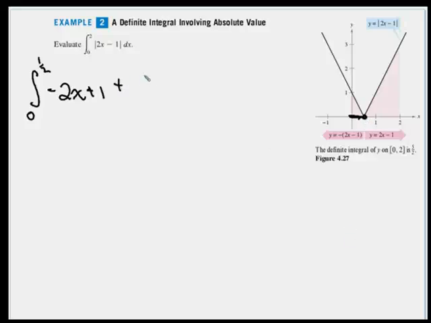And of course we've got to add to that the other piece of the integral, and that goes from 1/2 to 2. From 1/2 to 2 of, now this is the positive sloped piece of that absolute value function. So it's just 2x minus 1. Oops, and I almost forgot my dx. Gotta have a dx in there.